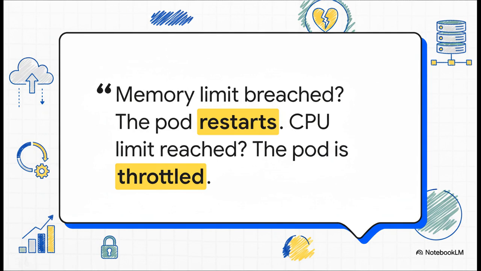If your application uses up all its allowed memory, Kubernetes sees that as a total disaster. It's a catastrophic failure, and it will restart that part of your app immediately. But if it hits its CPU limit, things are different. It doesn't restart it. Instead, it throttles it, which basically means it slows it down. It keeps it running, but it just gets less processing time. Knowing that difference is absolutely key to setting things up correctly.